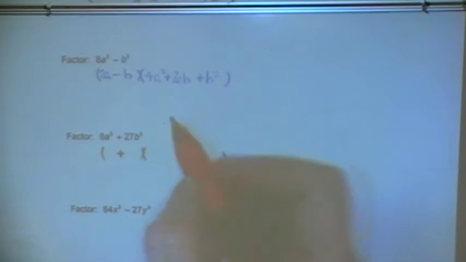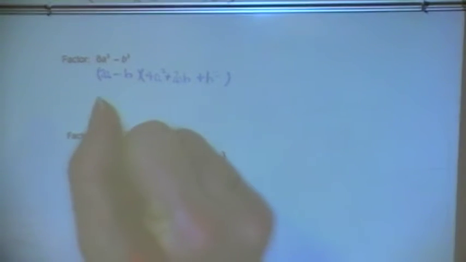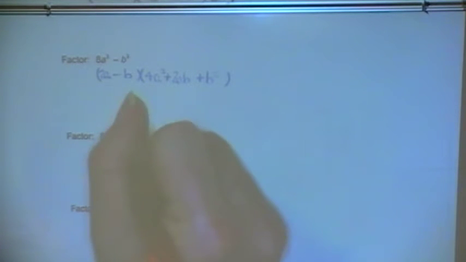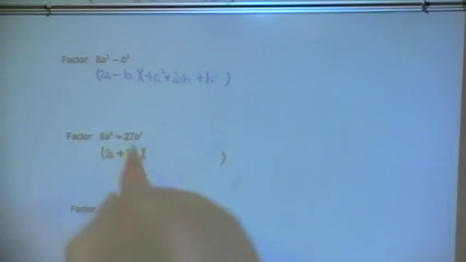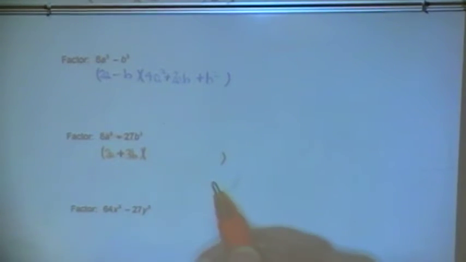Take the cube root of the first number and put it in the first blank. The cube root of the second number, that would be 3b. Put it in the second blank. Now, I don't need the original anymore. To get my trinomial, I'm using the numbers from my new binomial.